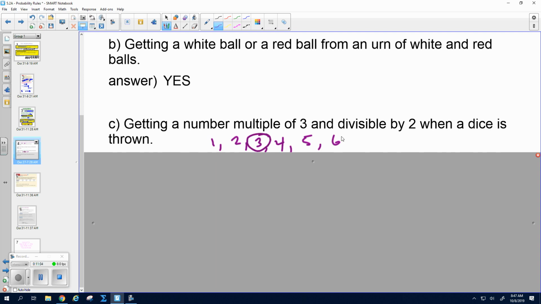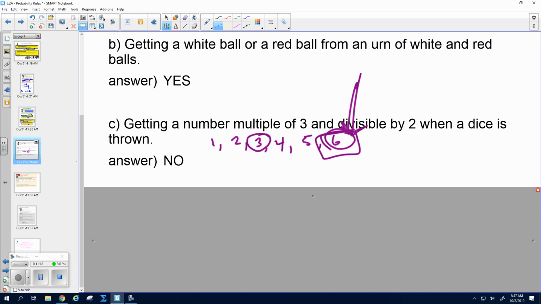So here are my multiples of 3. Is one of those also divisible by 2? Yes. So are these mutually exclusive? No, because this 6 right here is true for both of those statements. So they are not mutually exclusive.